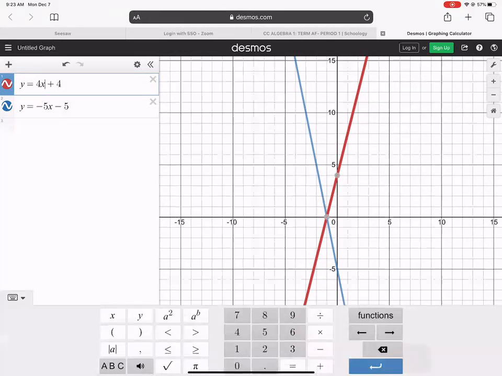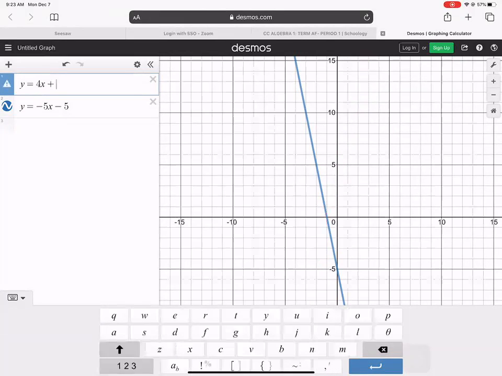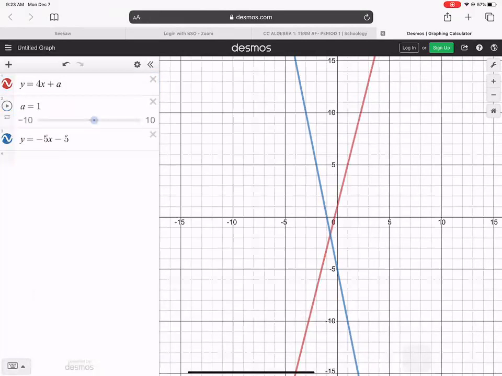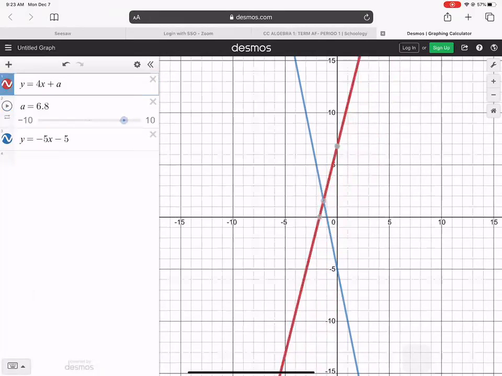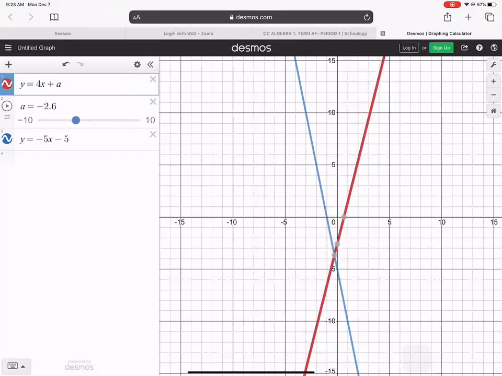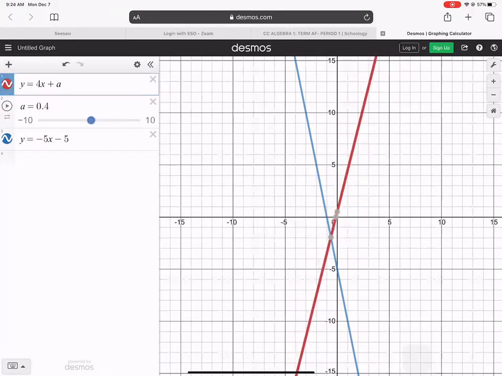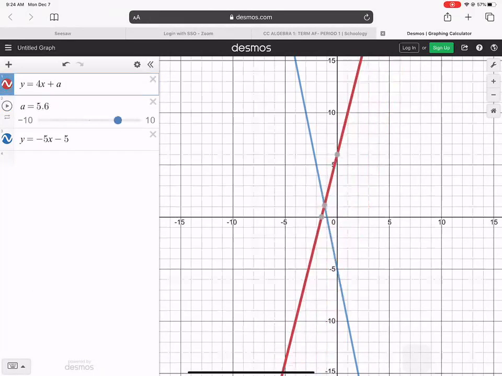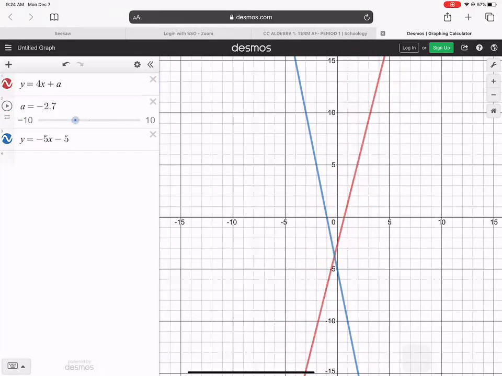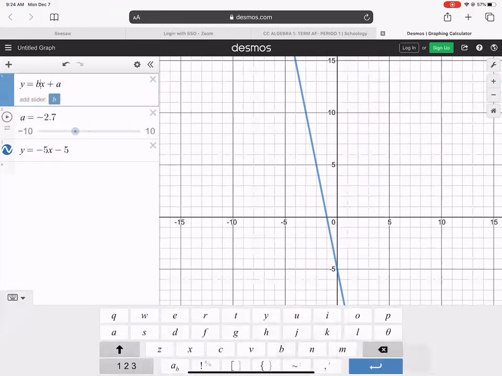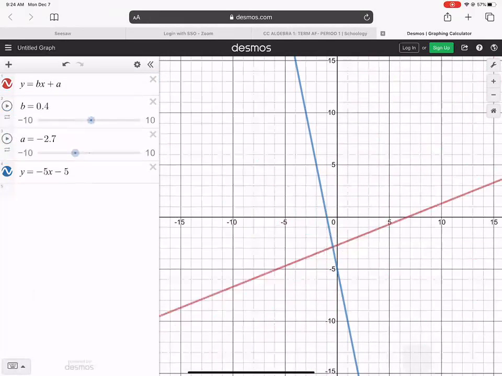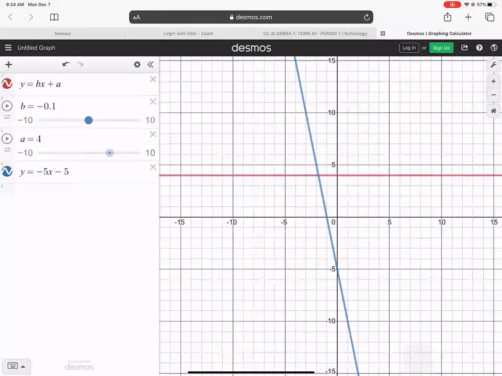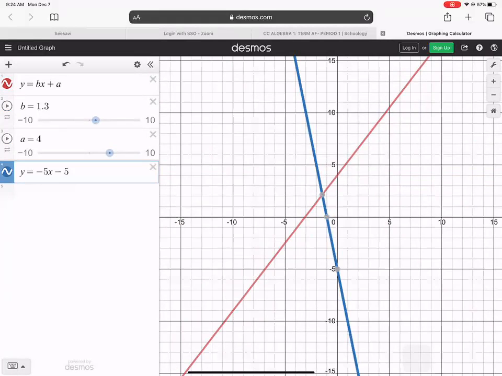Now, what if I change my graph? If I change my graph, you can see the solution changes depending on where I stop. Every single time, we will always have a solution, but the intersection point changes. Two lines will always run into each other, but at what point? That's for us to discover. If I change any of these properties, the intersection point changes. And our goal in Algebra 1 is to discover where those lines meet.